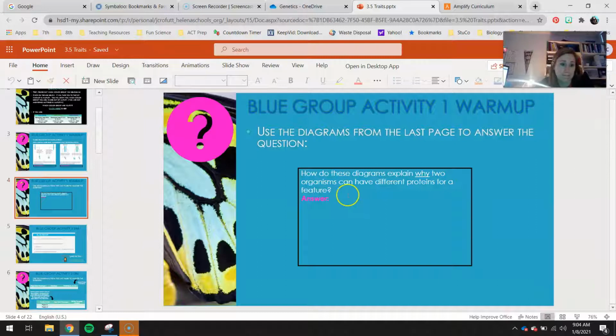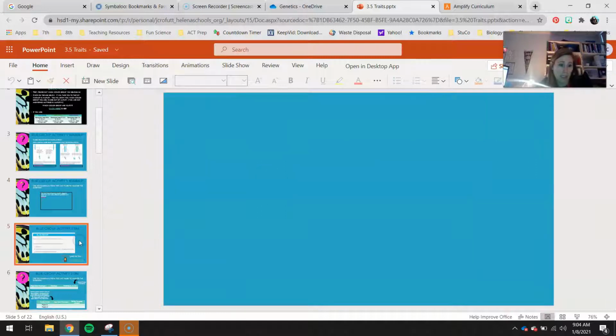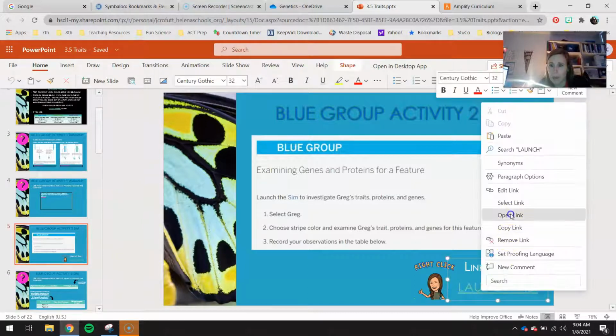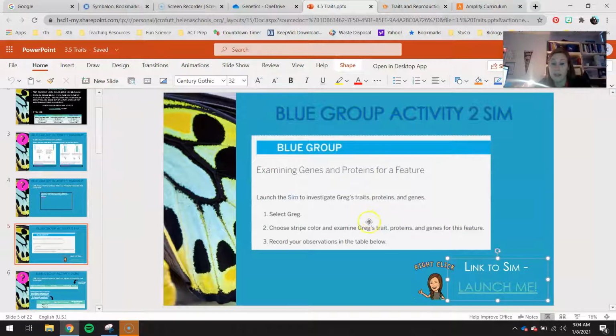All right, moving on to activity 2, blue group. You guys are going to be working in the simulation. So I'm going to go ahead and get this loaded up. I'm going to right click and open my simulation. Again, if you're not already signed in, you'll have to do so. Launch the sim to investigate Greg's traits, proteins, and genes. Select Greg, choose stripe color, and examine Greg's trait, proteins, and genes for this feature. Record your observations in the table below.